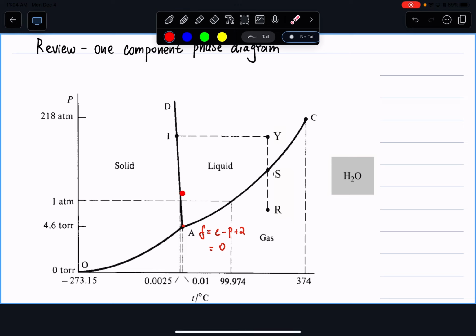And these lines that separate your gas phase, liquid phase, and solid phase are lines separating your two phases. So for example, if we use this line here, the AD line, this one is your melting point line.